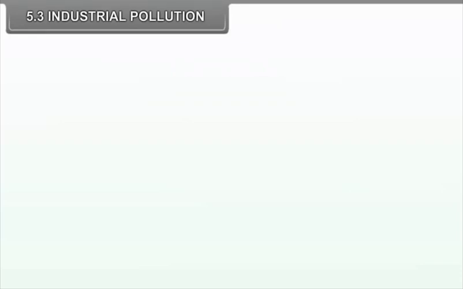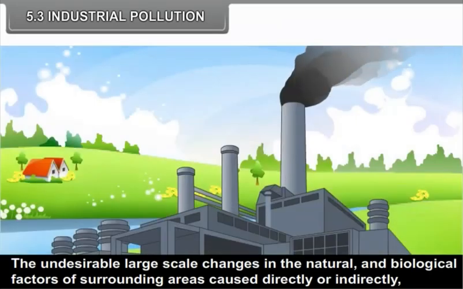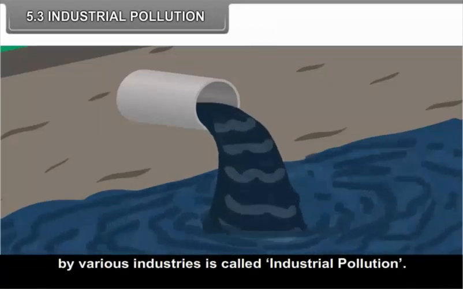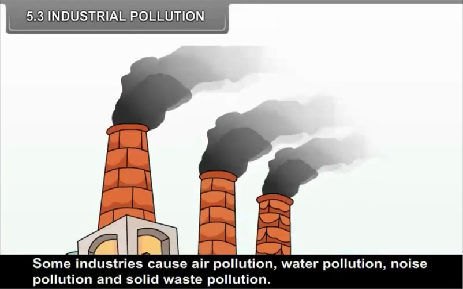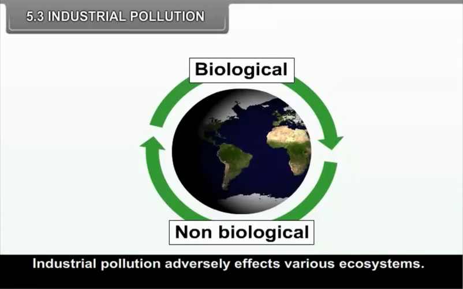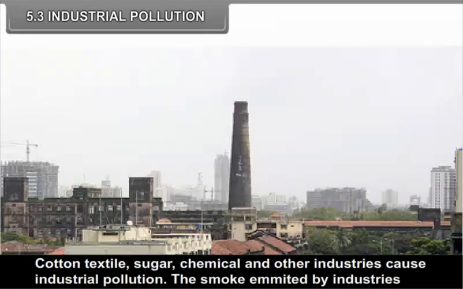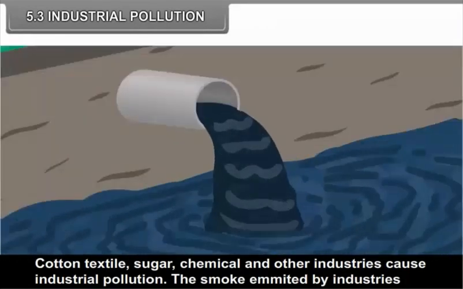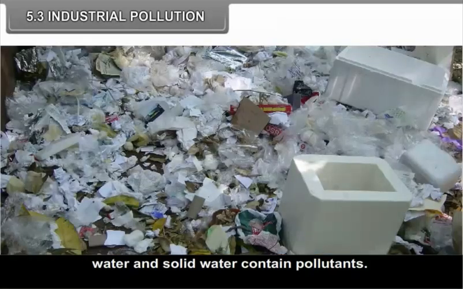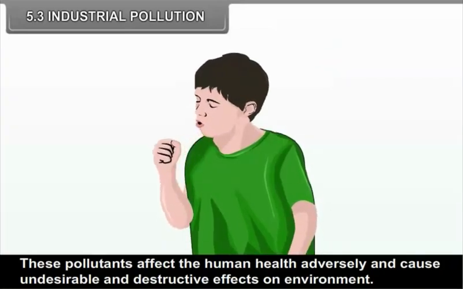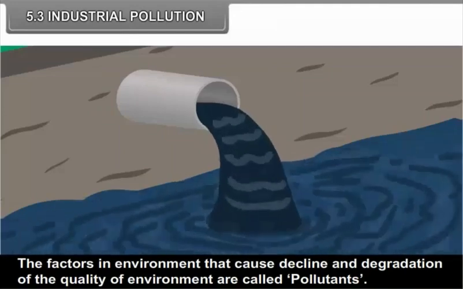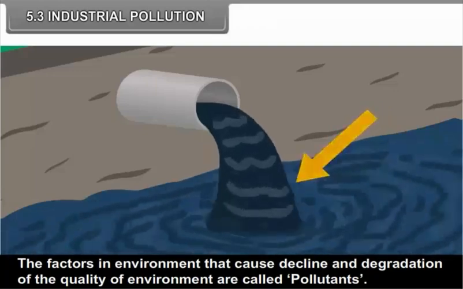5.3 Industrial Pollution. The undesirable large-scale changes in the natural and biological factors of the surrounding areas caused directly or indirectly by various industries is called industrial pollution. Some industries cause air pollution, water pollution, noise pollution and solid waste pollution. Industrial pollution adversely affects various ecosystems. Cotton textile, sugar, chemical and other industries cause industrial pollution. The smoke emitted by industries, water and solid waste contain pollutants. These pollutants affect human health adversely and cause undesirable and destructive effects on the environment. The factors in environment that cause decline and degradation of the quality of environment are called pollutants.